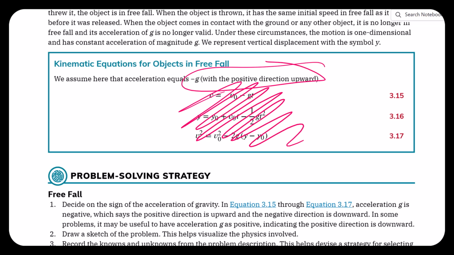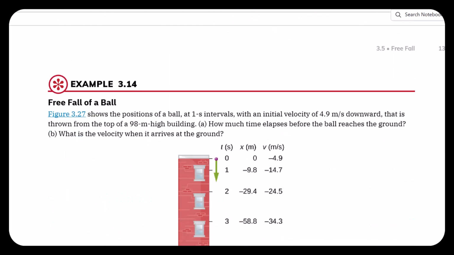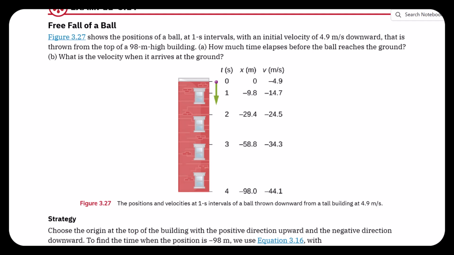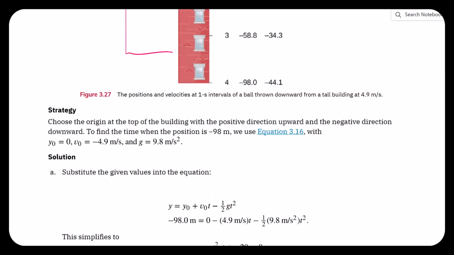Okay, so let me show you kind of how we're going to mess with this. So we have this ball. It has an initial velocity downward. What is the velocity when it hits the ground? So we can do this already.